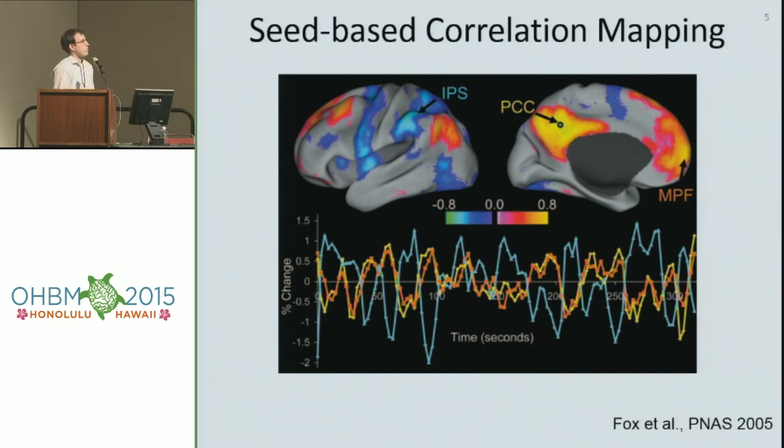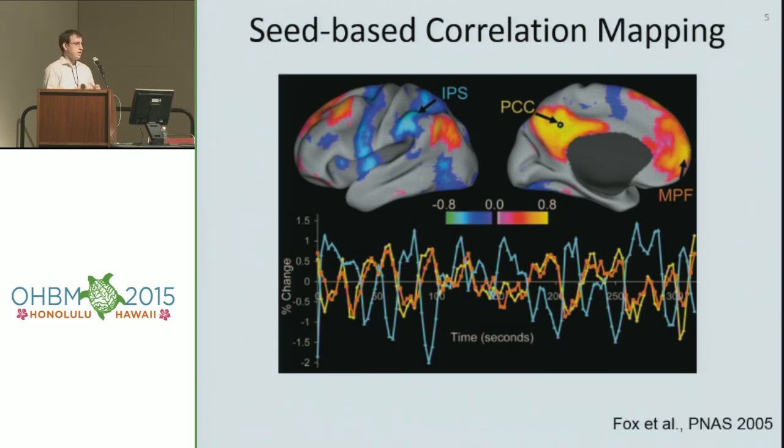So of course, there are many networks throughout the brain, and you can visualize these networks by putting seeds in different locations. So the seed in the posterior cingulate cortex, PCC, is correlated with the regions in red, whereas the seed in the intraparietal sulcus is correlated with the regions in blue.